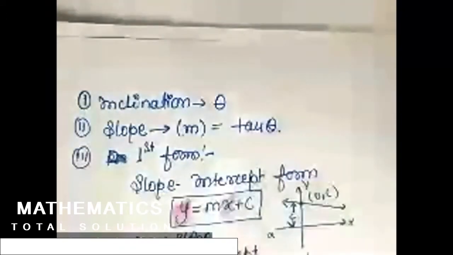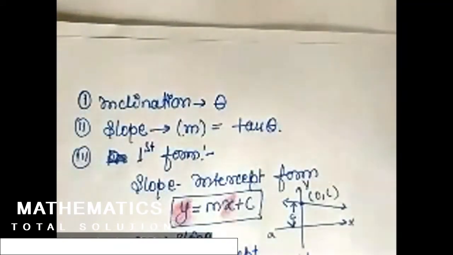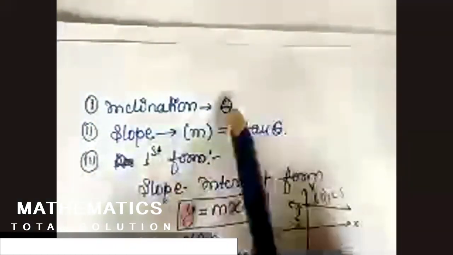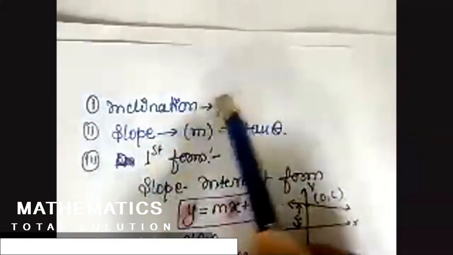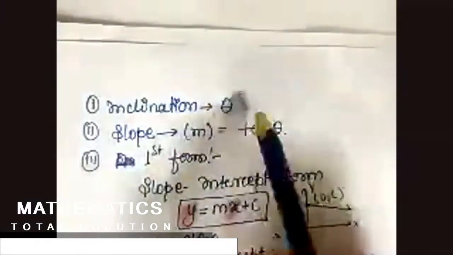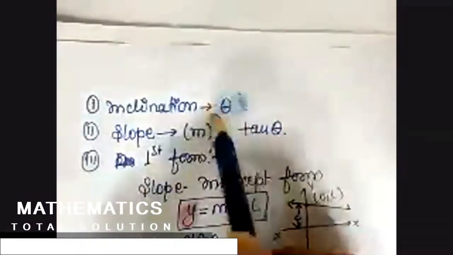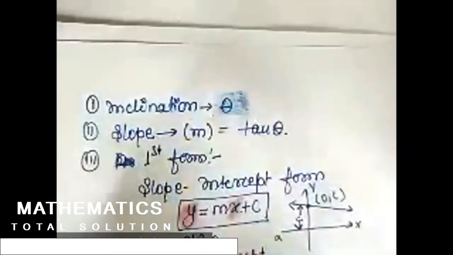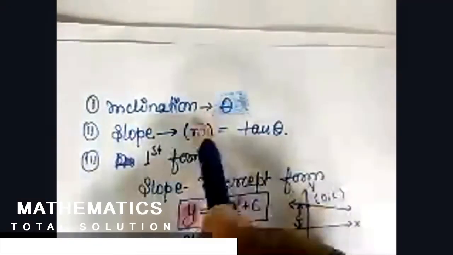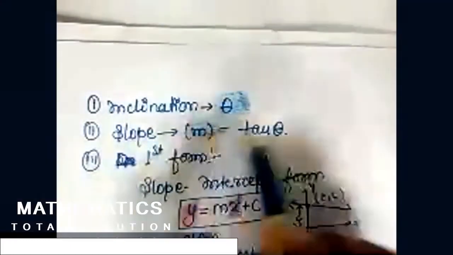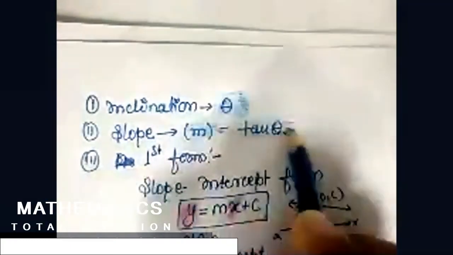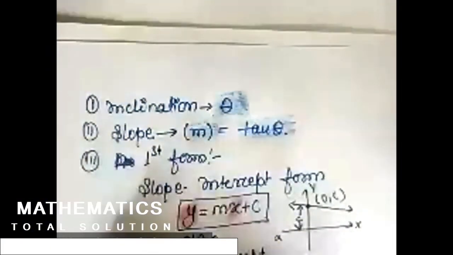Okay. Now I am repeating again. We all know what is inclination. Inclination is denoted by theta. This is the angle made between the line and the positive direction of the x-axis in the anti-clockwise direction. Then slope is denoted by m, and its formula is tan theta. There are two more formulas for slope. I'm just giving you. Please wait.